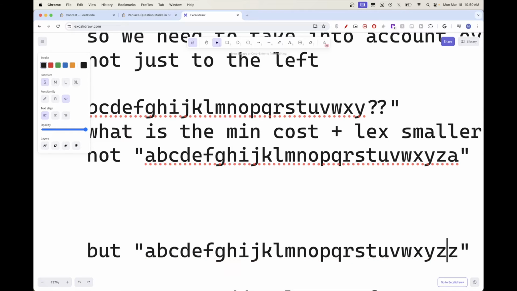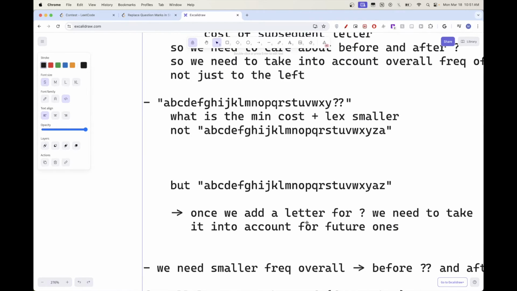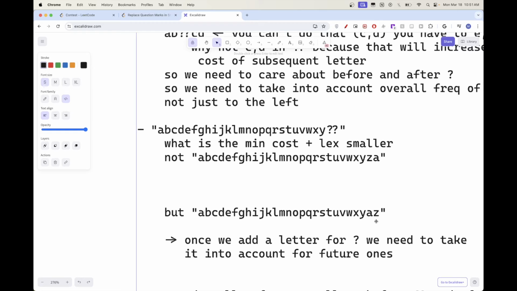And if we put Z twice, that still increases the cost by 1. If we put any other letter, it will increase the cost by 1. But this one is more optimal because it's smaller. So what does this tell us? Even for the question marks, we have to put them in a sorted order. So instead of putting ZA, we have to put AZ. So that's the other thing. Once we add a letter for a question mark, we need to take it into consideration for the frequency for future ones, but we also need to sort it with future ones. Okay, that's the idea.